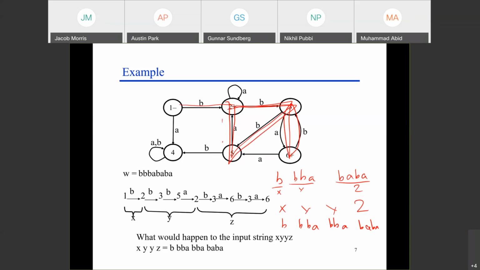It means this machine's language is a regular language and this word belongs to the regular language. I apply the pumping lemma on that. Make sense?